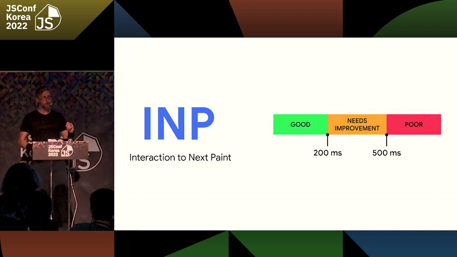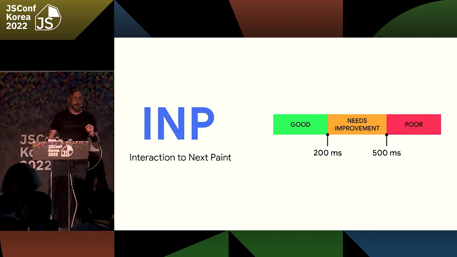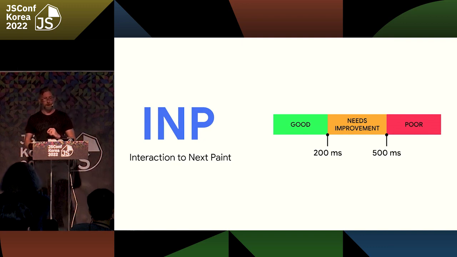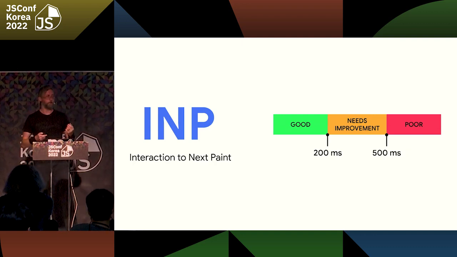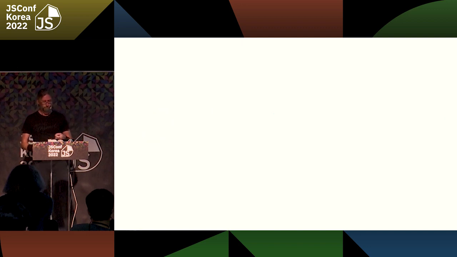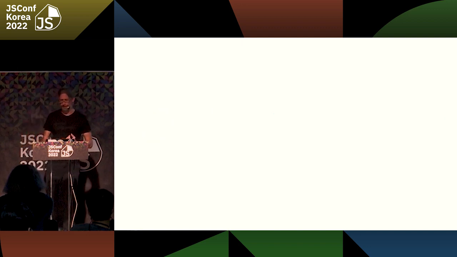If your INP is in the good range, that is 200 milliseconds or less, all interactions on your page are reliably fast. If your INP needs improvement or is poor, then it's likely that most of your pages, or at least a decent chunk of them, all those interactions are too slow. But what does an interaction look like?